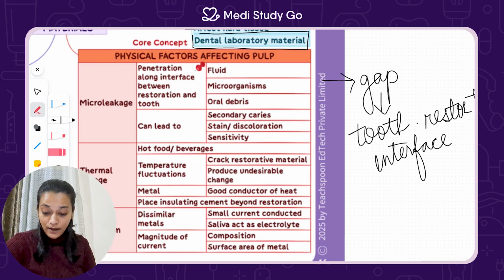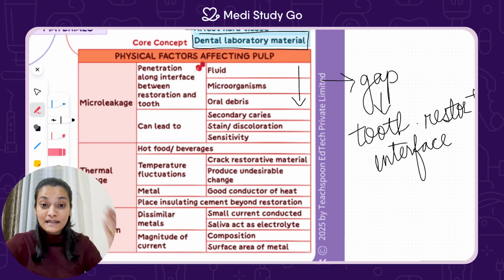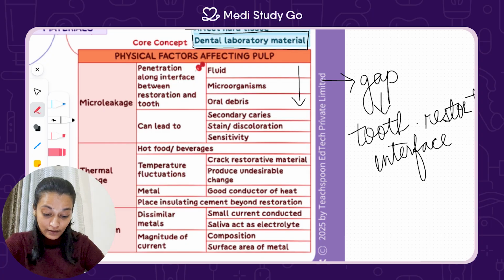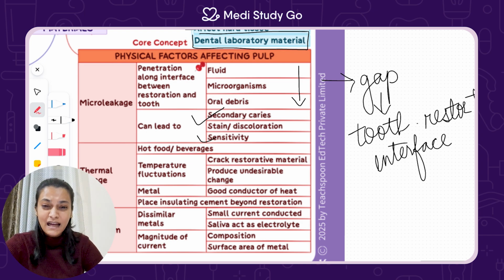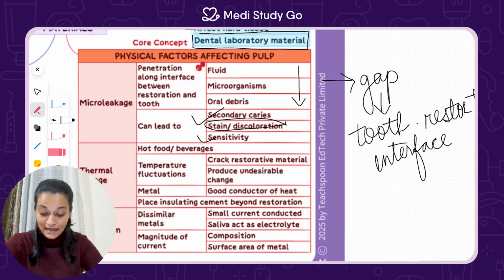Now what's going to happen? This gap will lead to penetration of fluid, microorganisms, oral debris deep into the other deeper structures of the tooth. Now this can further lead to secondary caries, also can infiltrate the dentinal tubules and cause sensitivity, and one of the very common finding is discoloration and stain.